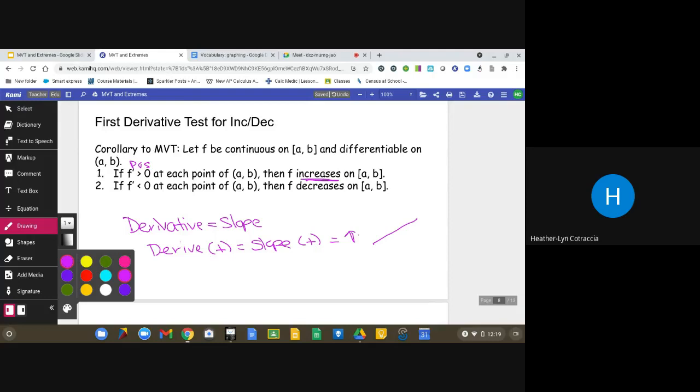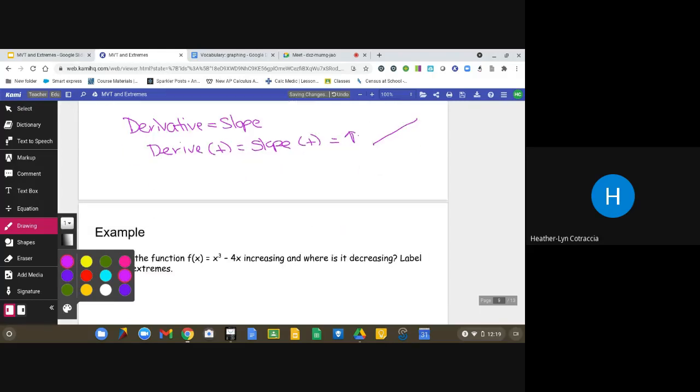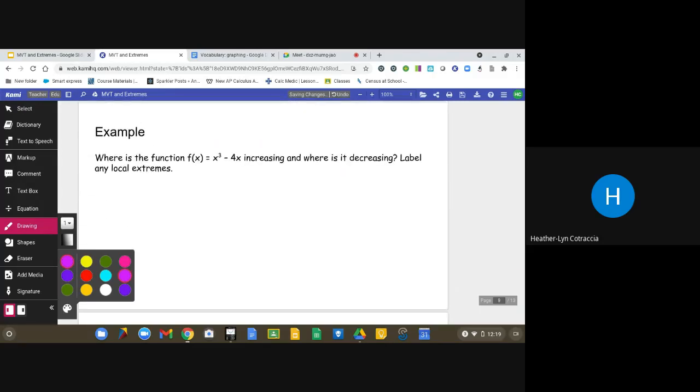Okay, same thing for negative. If your derivative is negative, then your slope is negative, which means that your function is decreasing. Where is the function increasing and where is it decreasing?